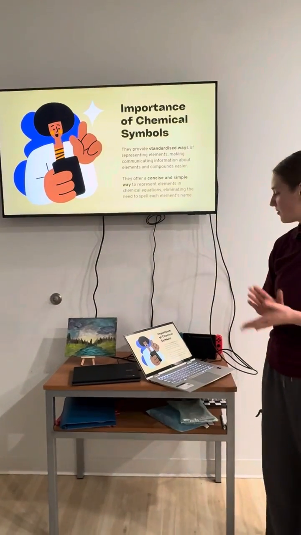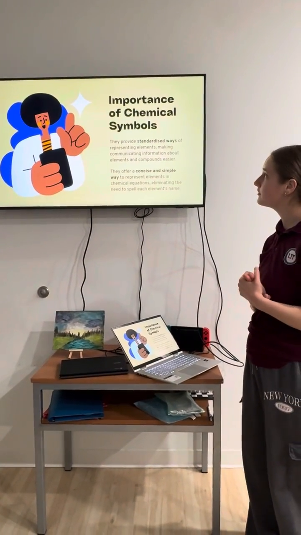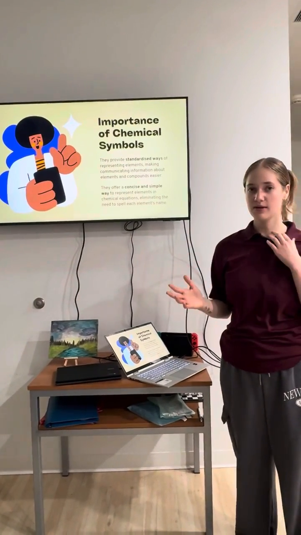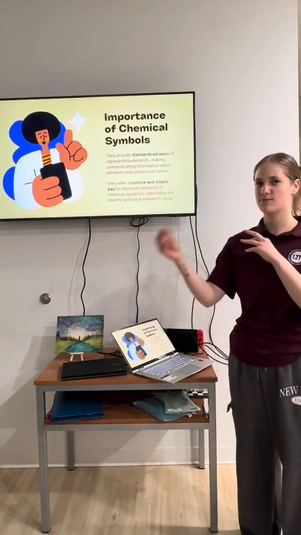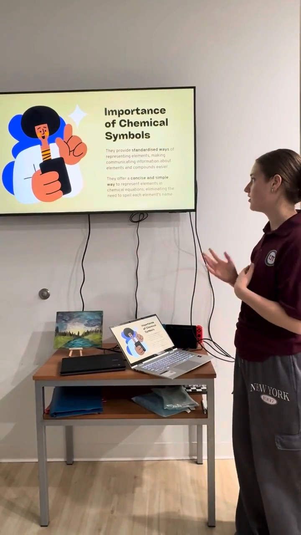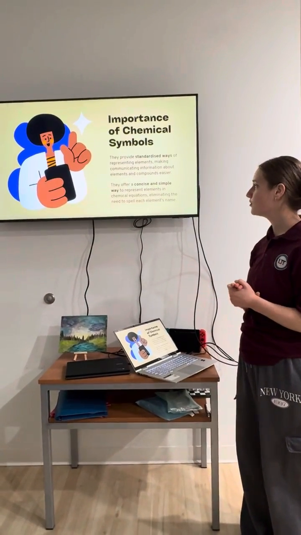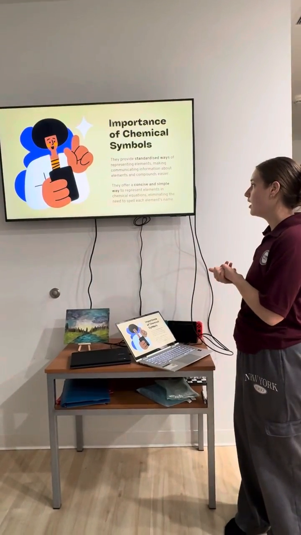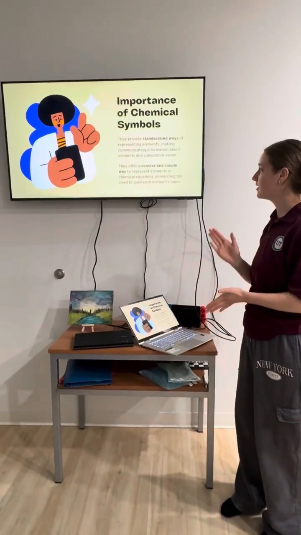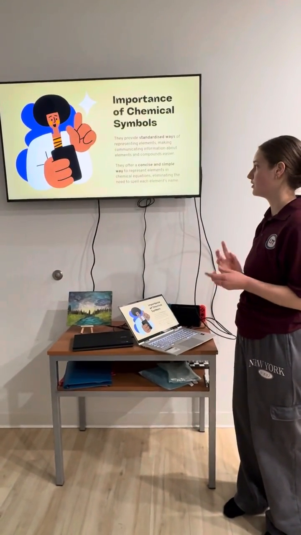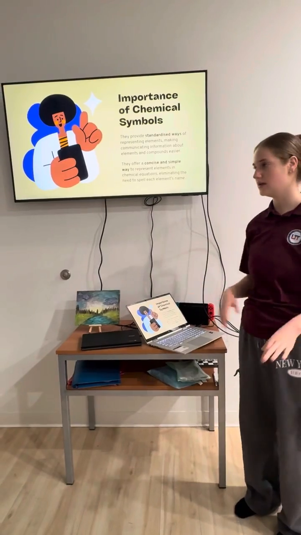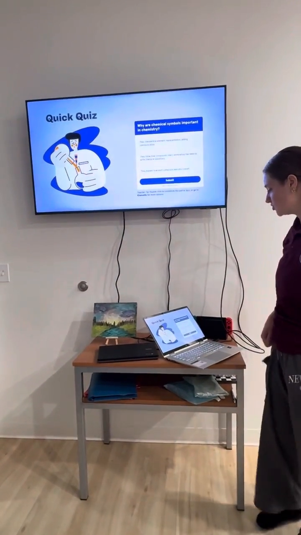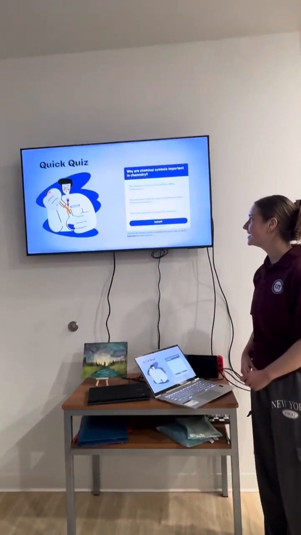So now we're going to talk about chemical symbols. The importance of a chemical symbol: they provide a standardized way of representing elements, so it makes it easier to communicate information with all the scientists. It also creates an easier way to name compounds. They offer a concise and simple way to represent elements and chemical equations, eliminating the need to spell each element's name out.